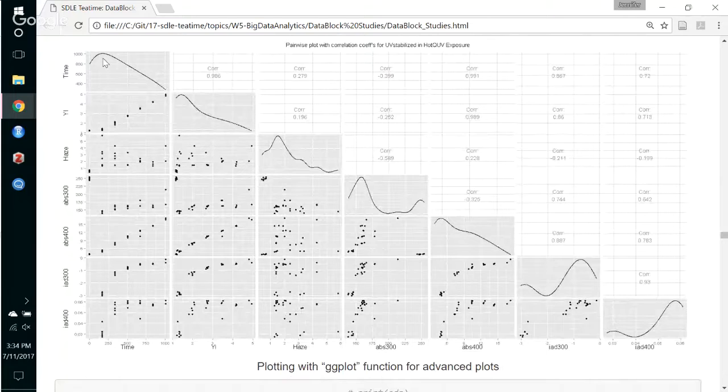And so here we have density plots for each of these variables, and then we have correlation plots for each of these variables, and then we get a number for the correlation. So that's a little easier to tell what's correlating well. So here we have yellowness index, and absorption at 400 nanometers has a very high correlation value.